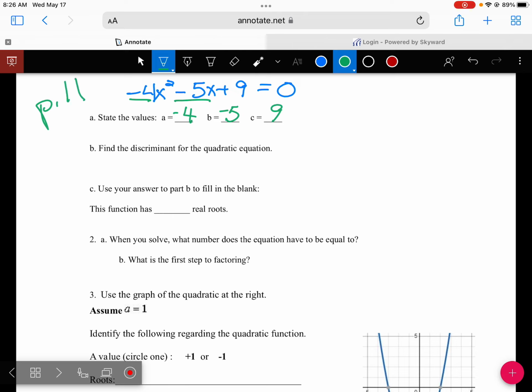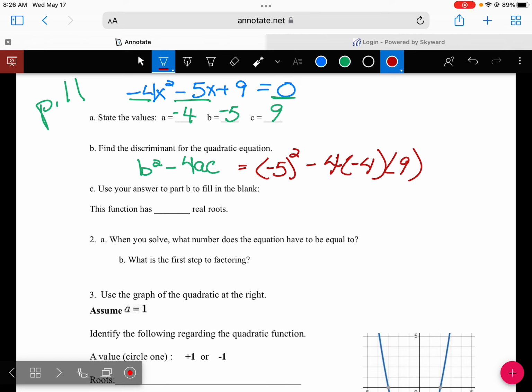Find the discriminant, okay? I don't know if we'll tell you what the discriminant is, but we will give you the quadratic formula, and the discriminant is under the radical sign. It's b squared minus 4ac. And because this is set to 0, that's why I know all of these values of a, b, and c are correct. So b is negative 5, and I need to square it, minus 4 times a is negative 4 times c is 9. You have to put a negative in parentheses when you square it.